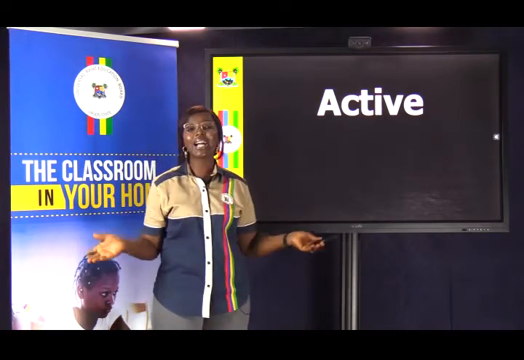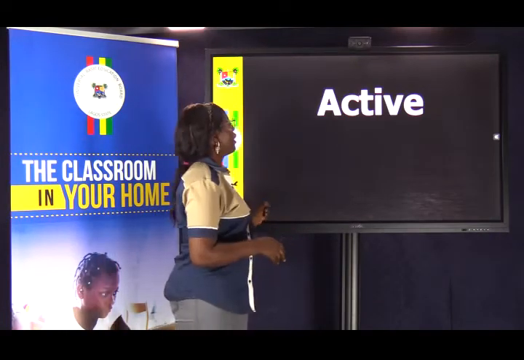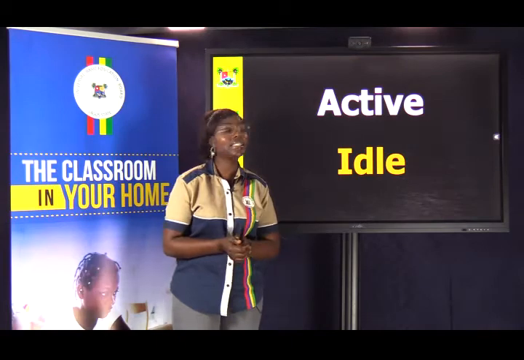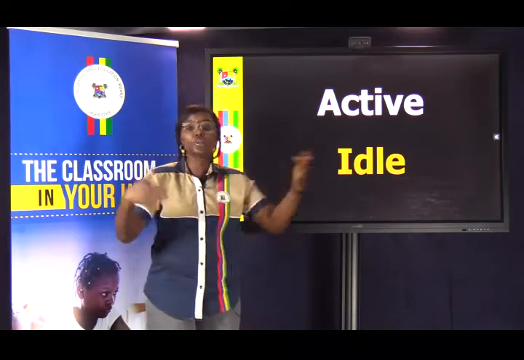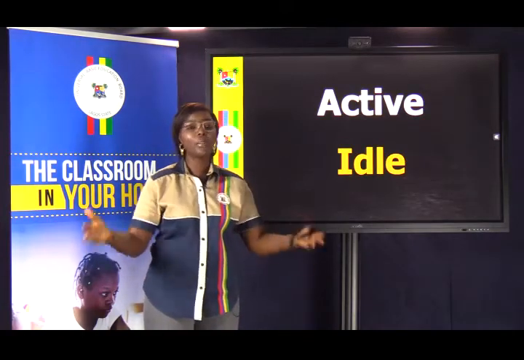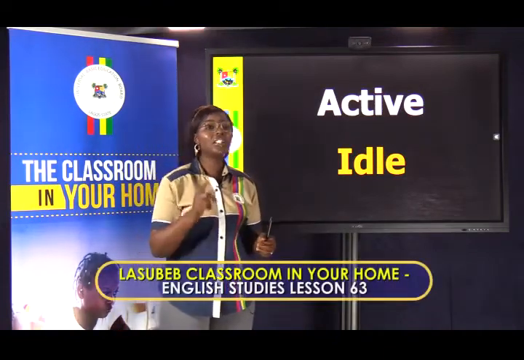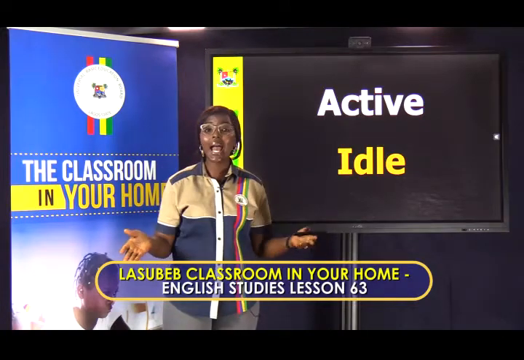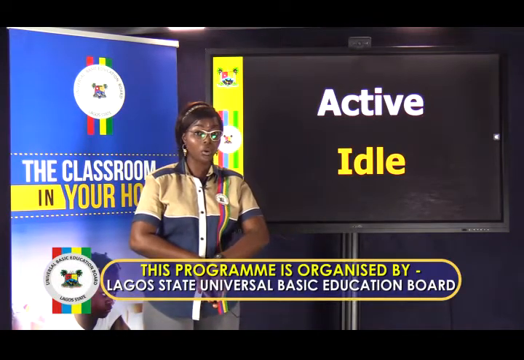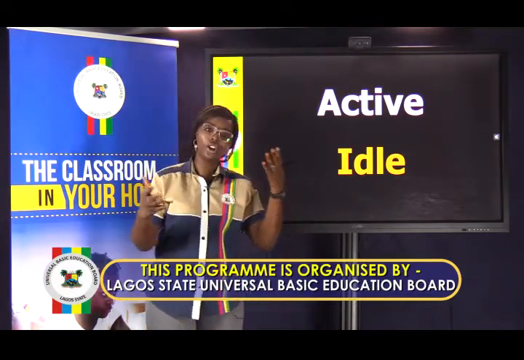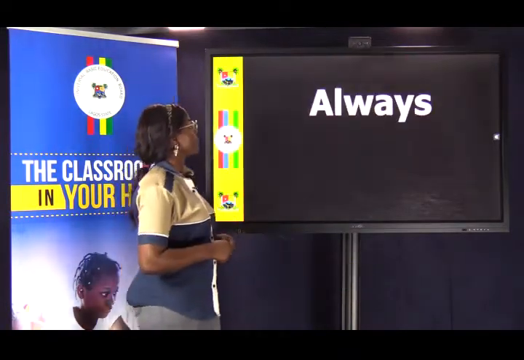Another example, active. What is the antonym of active? Okay, the antonym of active is idle. Okay, if someone is not active, maybe up to something, doing something at a particular point in time, you're just sitting down. Idle. That is a word. But mind you, a word can have more than one antonym. You can have more than one word which means the opposite of that word, okay? So you can just spread your knowledge on quite some number of words to get them correctly.